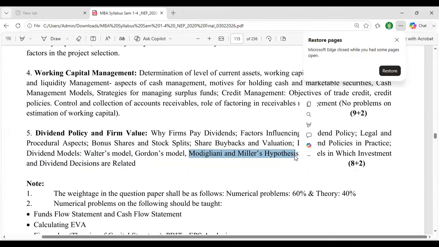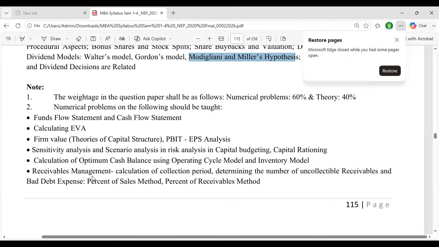So in the second unit, we have net income, net operating income, signaling theory, trade-off theory, and Modigliani-Miller. Again, you meet the Modigliani-Miller in the fifth unit. As per the syllabus given, they are not asking any numericals on these theories. They are asking numericals on PBIT-EPS analysis, or mostly the numerical will be on cost of debt or cost of equity based on WACC. So we'll focus on the same.